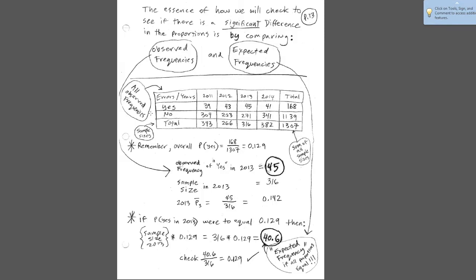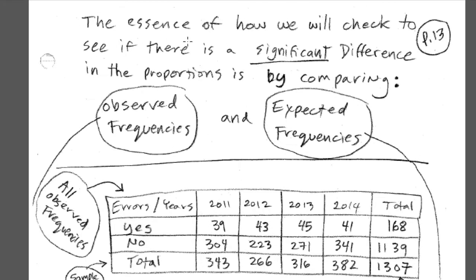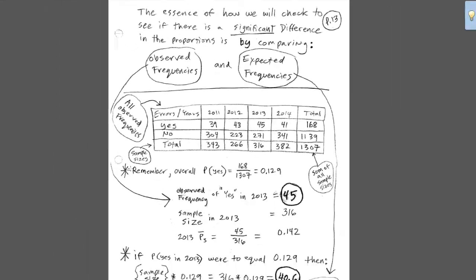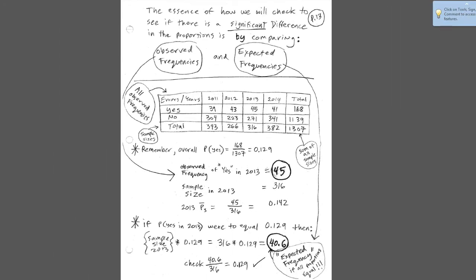Let's page down. Now, before we look at the formulas, it'll be easier if we look at a simple logical example of how we might consider calculating an expected frequency. The essence of how we will check to see if there's a significant difference in proportions is by comparing our observed frequencies and our expected frequencies. Now, observed frequencies, here, this is the yes in 2013 from our cross-tabulated table. There it is, 45.